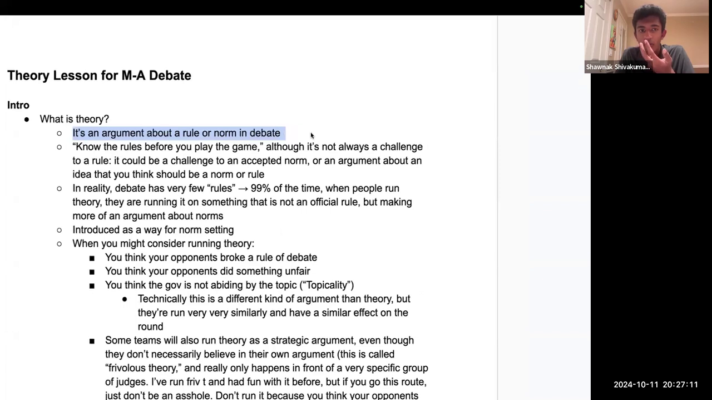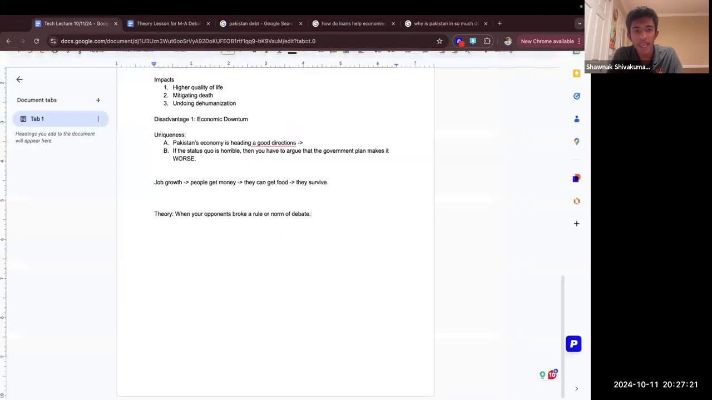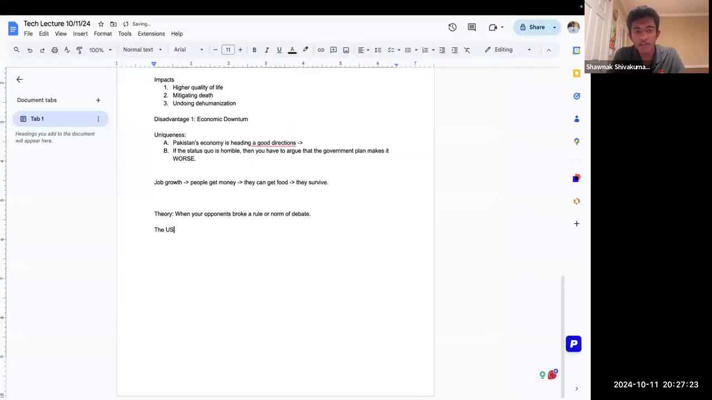For example, let's say the topic is, I love giving this example because I think it's very easy to understand, the US should ban all microplastics. So government side is going to come up and say why banning microplastics is a good thing. Then the negative side comes up and says the US should ban 99.99% of the microplastics, except for the ones in our computers doing the debate round.